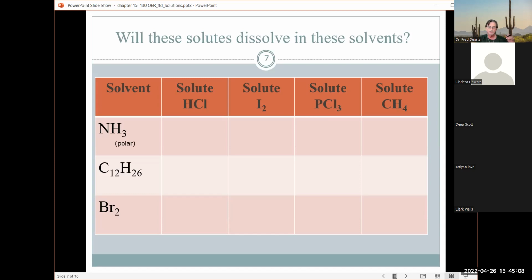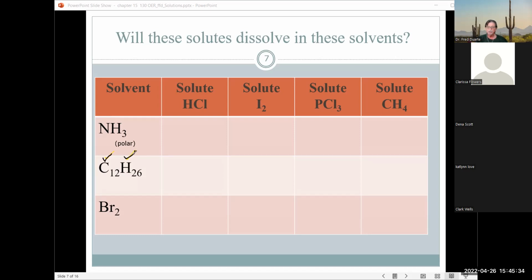But the next one is C12H26. Now, you may not know what that is, but that's okay. But I hope at this point in time that you recognize that you are dealing with carbon and hydrogen. Let me change the color here for a second. You are dealing with a molecule that has nothing in it but carbon and hydrogen.